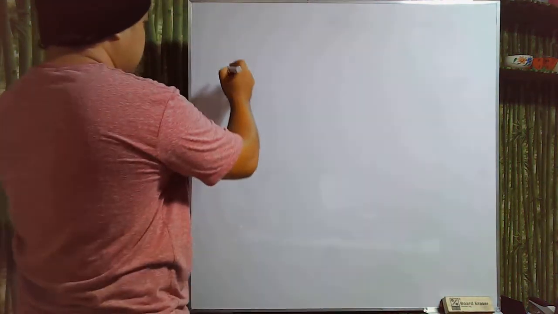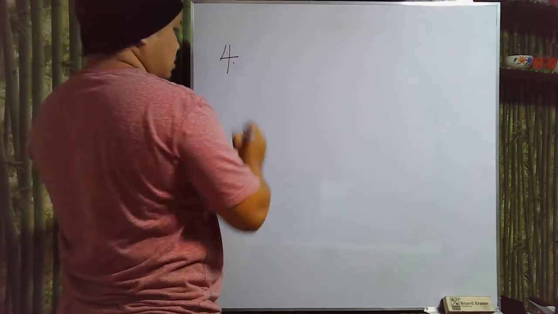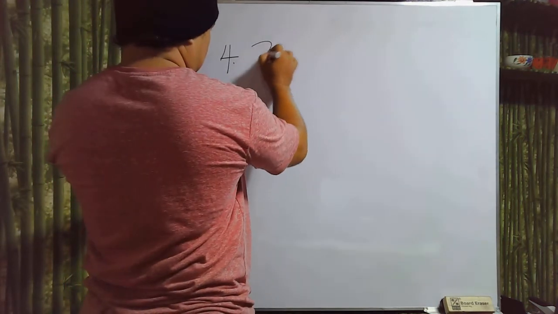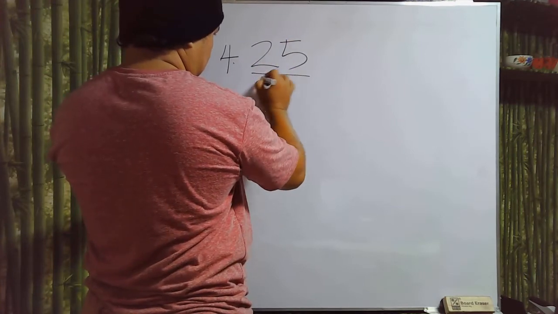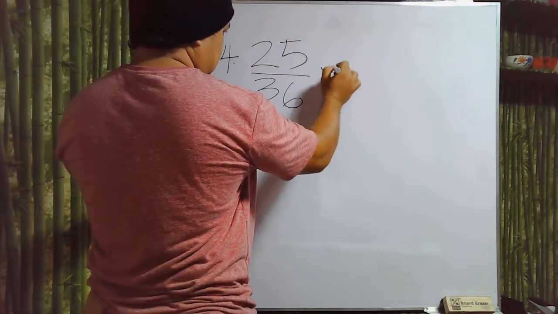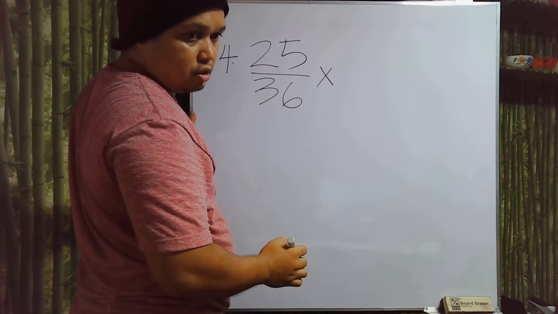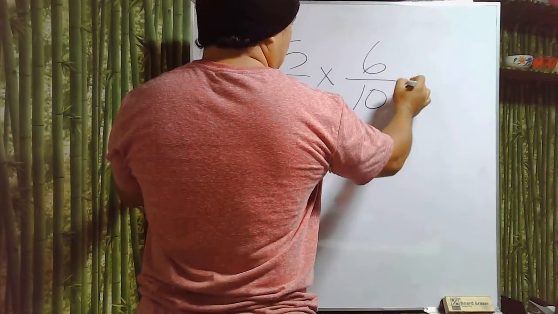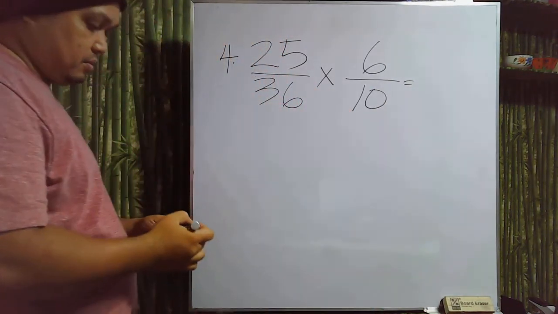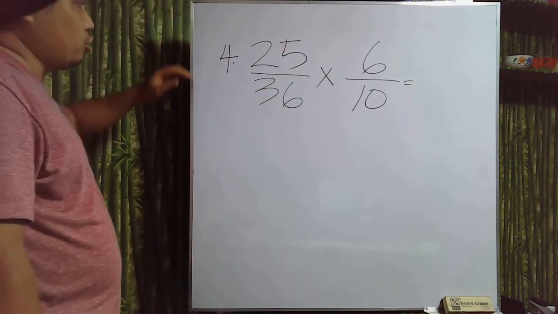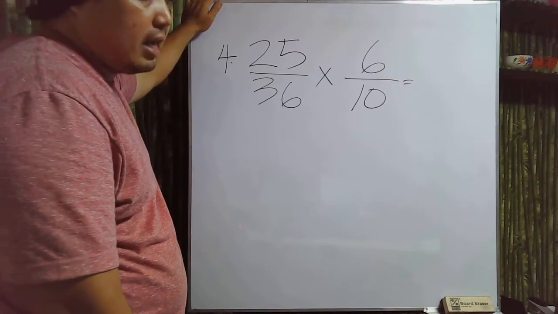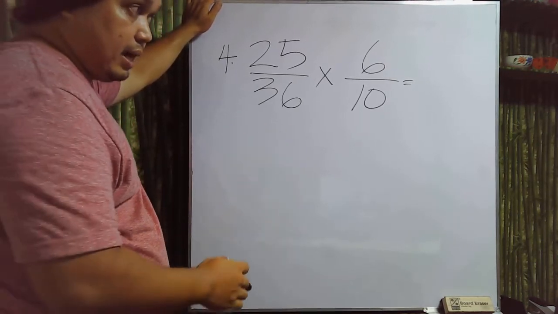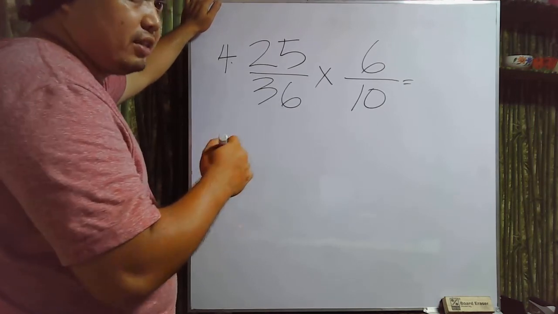Okay, we are now on number 4. That's 25 over 36 times 6 over 10. Okay? 6 over 10. Now let's use the cancellation method, okay, to shorten our process in answering this. Let's divide their crosses, okay, by a common divisor.